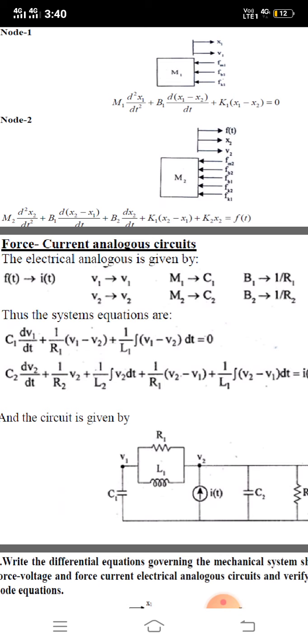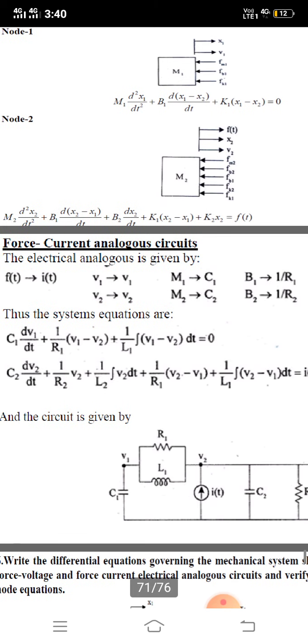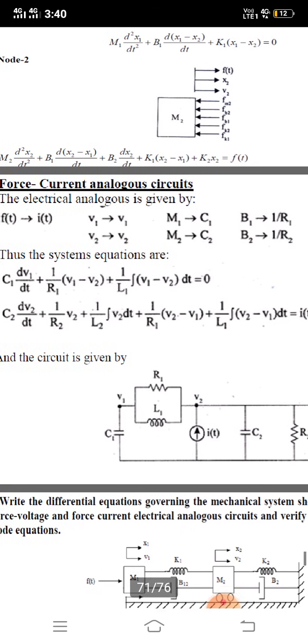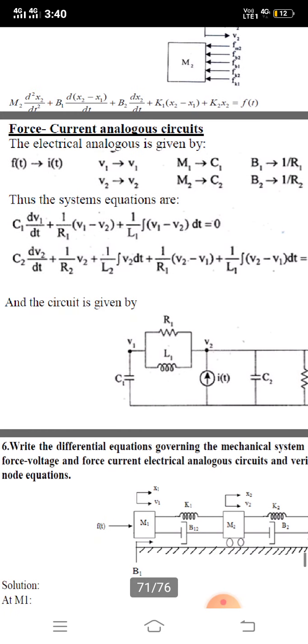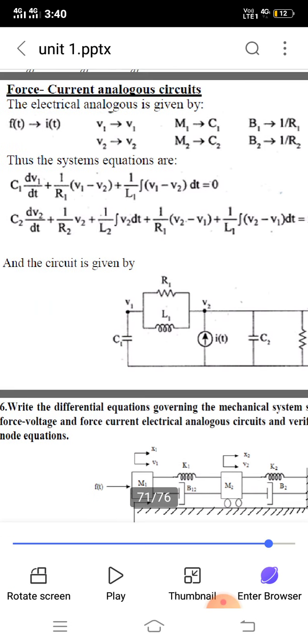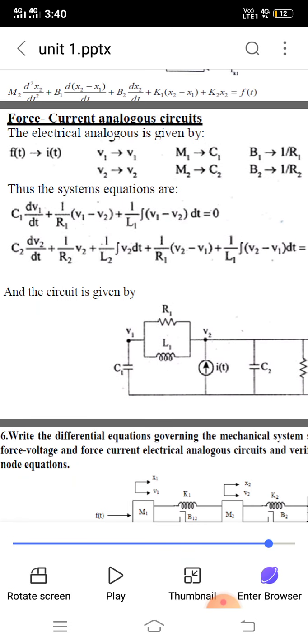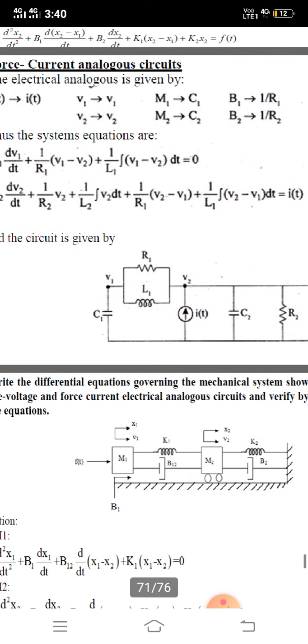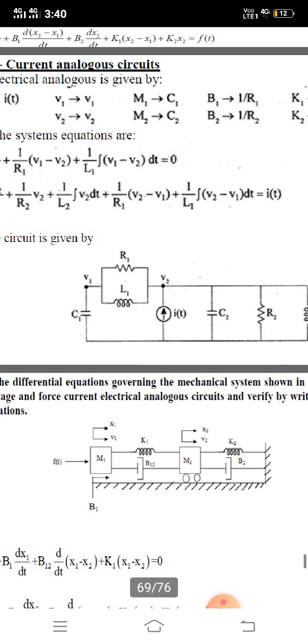In the second differential equation, we replace with the electrical analogy of the mechanical translation system. We get C2 dV2 by dt plus 1 by R2 V2 plus 1 by L2 integral of V2 dt plus 1 by R1 (V2 minus V1) plus 1 by L1 integral of (V2 minus V1) dt equals I of t. Because it has input force f of t, we substitute f of t with I of t. We then make these two force-current analogy equations into the electrical analog circuit.